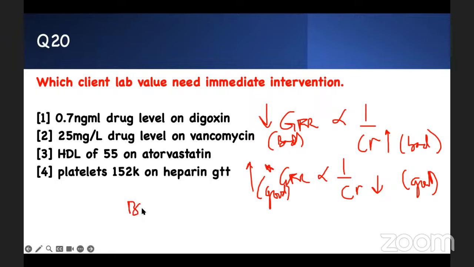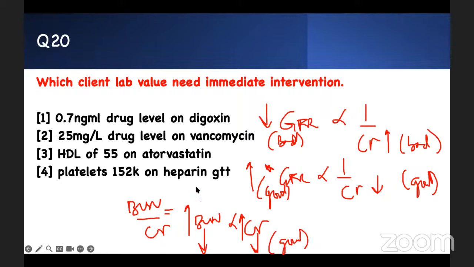And I said BUN and creatinine are directly proportional to each other, right? So that means directly. So BUN is directly proportional to creatinine. So if your BUN is high, your creatinine should be high. If your BUN is low, your creatinine is low. When they are low, they are good.